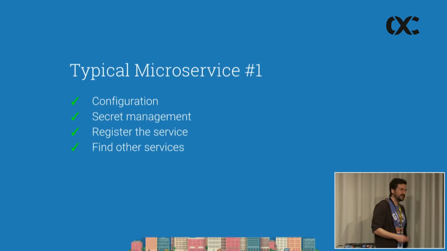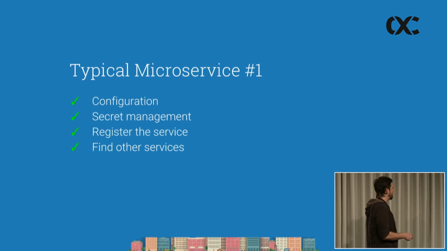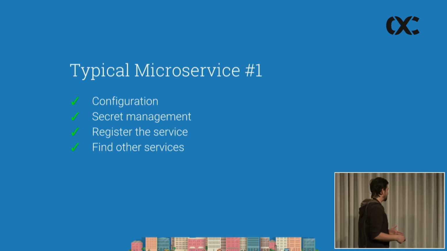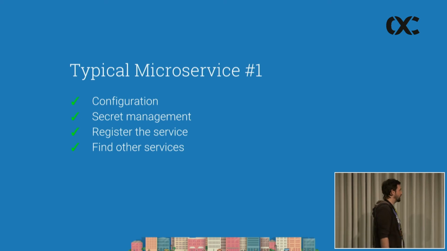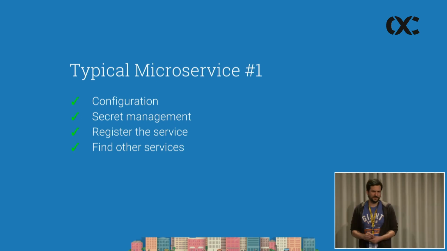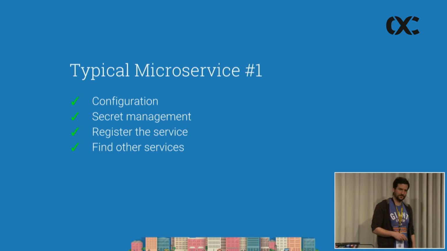So these are those 4 parts of every typical microservice. You have configuration, you have separate secret management, you are able to register and discover other services. So that's what Kubernetes gives.